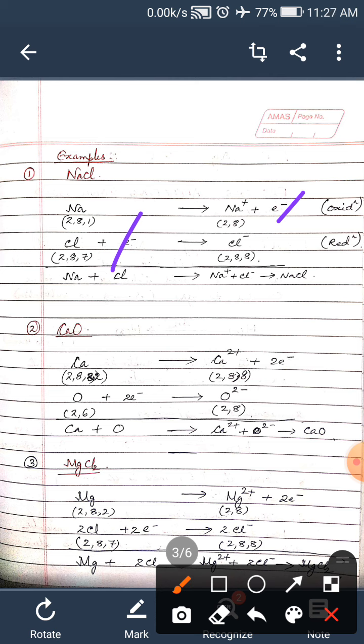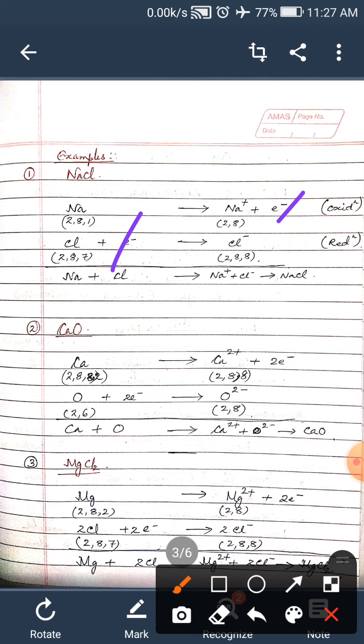Oxygen having electronic configuration 2, 6, so it accepts 2 electrons to attain octet and it forms O with 2 negative charges. Remember, as many electrons they lose or gain, accordingly they will have the charges. So here also number of electrons are equal, so they get cancelled when you add up the two steps.